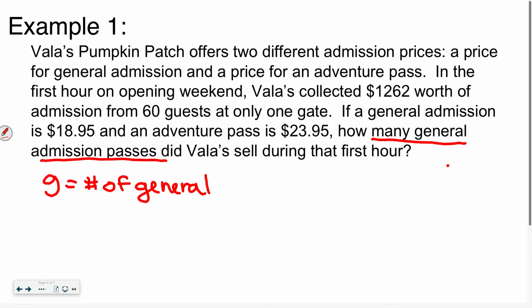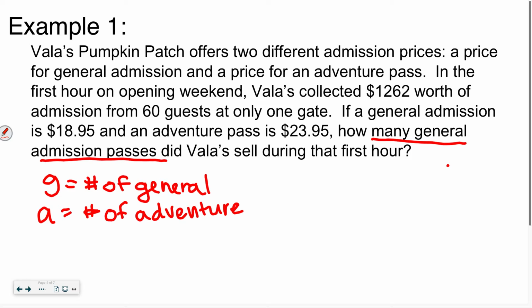And I need to go back through the problem, even though that's the only thing I'm being asked to find. Are there other unknowns to me, things I don't know? What's the other unknown? The number of adventure passes that were sold. Okay, so we could call that A. If you used X and Y, that's totally fine. Okay, so A equals the number of adventure passes that were sold. And there really isn't another unknown to us. Okay? We don't have anything else that we would need to find.